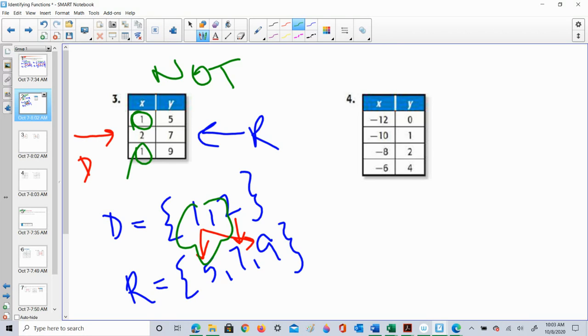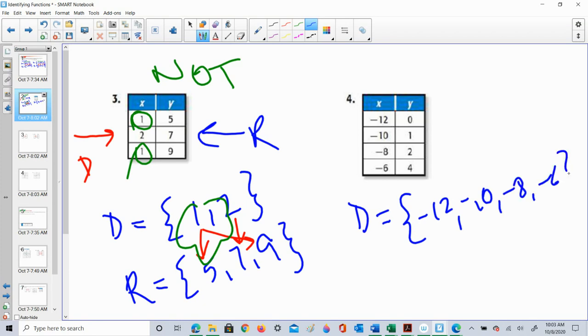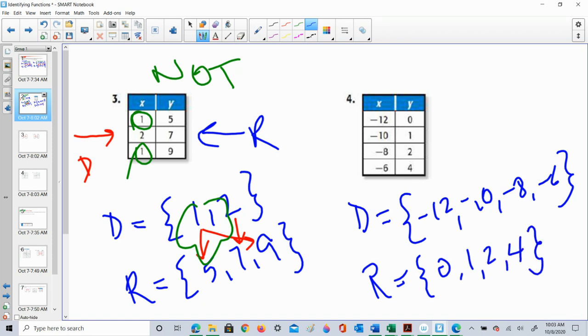Number 4. What's our domain here? Domain: -12, -10, -8, -6. We can already see nothing repeats in there. What's our range? 0, 1, 2, 4. Right, and if we draw a little arrow diagram, -12 goes to 0.